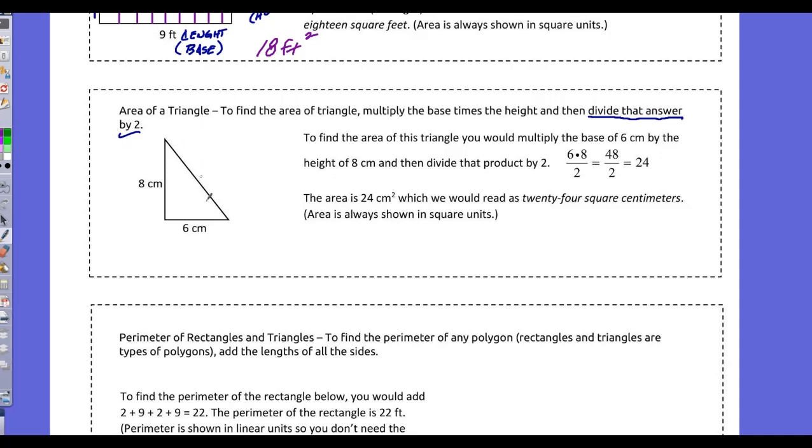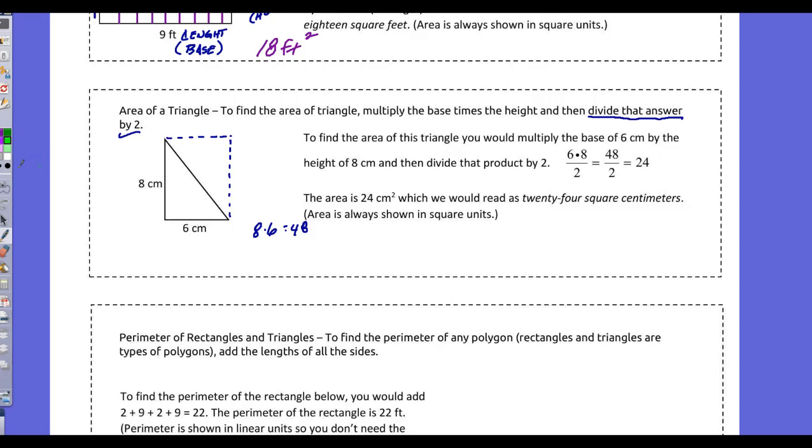Then what I want you to do is complete a rectangle around this. So we're going to draw a dashed line up this side. That dashed line is also 8 centimeters tall. And we're going to draw a dashed line along the top. That dashed line is 6 centimeters wide. And notice now we have a rectangle that's 8 by 6. If we wanted its area, we would multiply the 8 times the 6 and get 48.